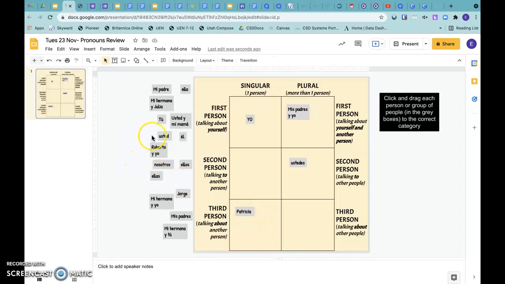One more that's kind of tricky is the usted y mi mamá. So you and my mom, that's going to go into the you guys. So it is a you, but it's more than one. If it was just usted, it would be over here. But it's usted with somebody else. You and my mom. This is going to be the formal usted.